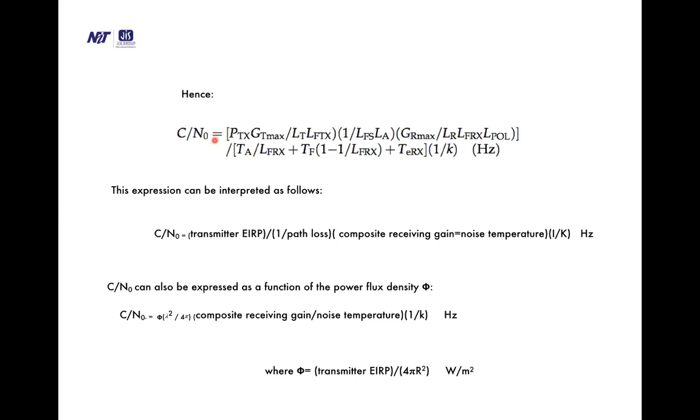Therefore, the carrier to noise ratio, by substituting the values of the previous two equations, is given in Hertz. This expression can be written as transmitted power EIRP divided by path loss, into composite receiver gain divided by noise temperature, into 1 by k, in hertz. Now C by N0 can also be expressed as a function of the power flux density phi. C by N0 is equal to phi lambda square divided by 4 pi, into composite receiver gain divided by noise temperature, into 1 by k hertz, where phi is equal to transmitter EIRP divided by 4 pi r square, in watt per meter square.